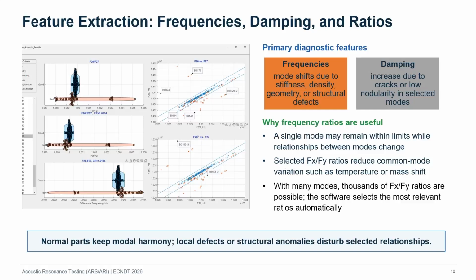Frequency ratios are important because one individual mode may still be inside its limit, while the relationship between modes changes. In a good part, the modes remain in harmony. A local defect can disturb this harmony. When many modes are available, thousands of ratios are possible, so the software selects the most relevant ratios automatically.